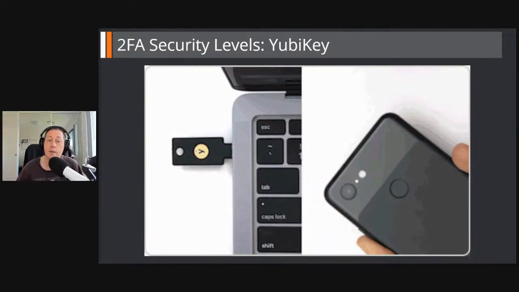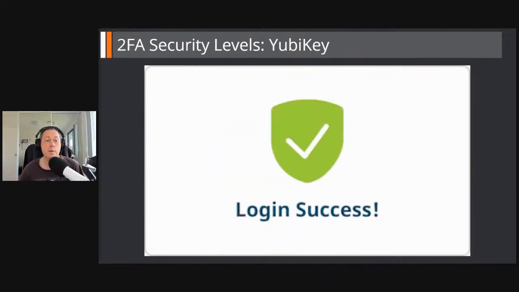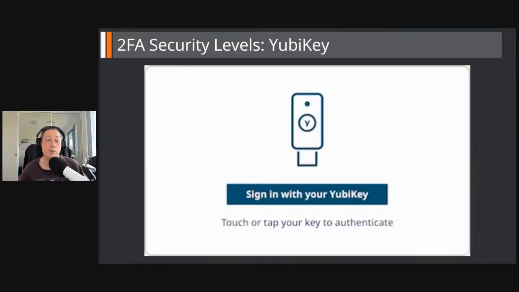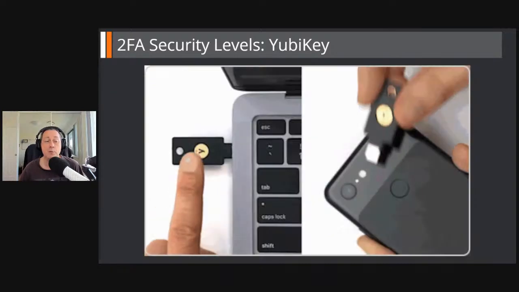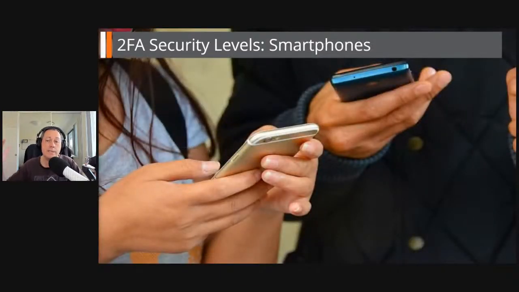So have a look at that, check that out if you want a really, really secure 2FA method of accessing you and your clients' WordPress websites. The next level down in 2FA, and this is probably the most popular one, to be honest, is smartphone authenticator apps. So yeah, it's going to be the second best level of security for two-factor authentication.